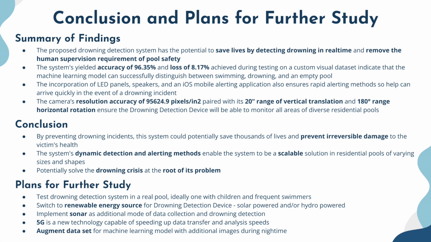Going forward, some plans for future and further study involve switching the drowning detection device to a renewable energy source, as well as testing the drowning detection system in a real pool. Additionally, implementing sonar as an additional method of data collection and using 5G as a new method of data transfer would also be very beneficial to the system. Finally, augmenting the data set with more images during nighttime would make the machine learning model more dynamic and capable of recognizing drowning in all situations.